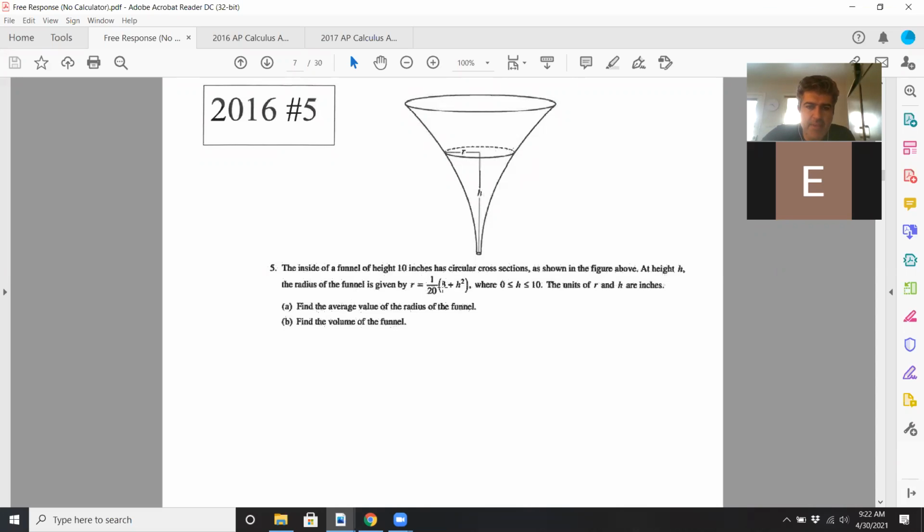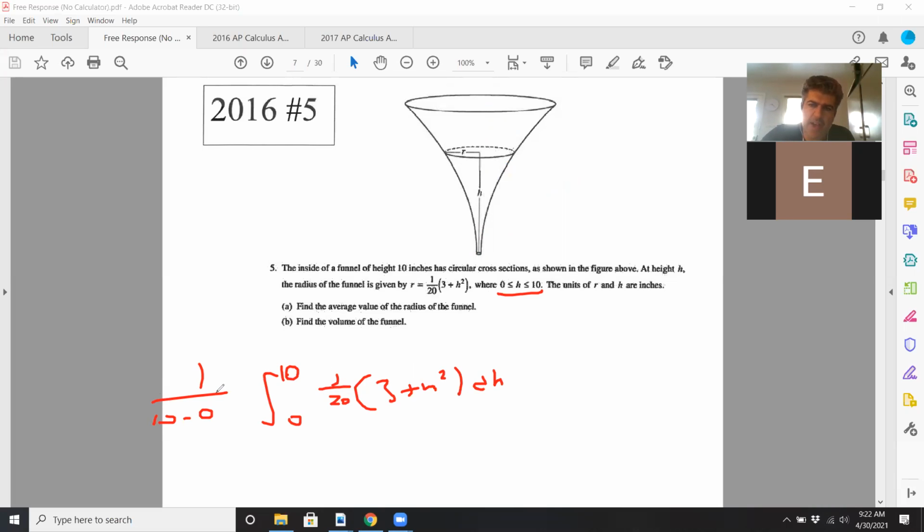They do say that the inside of the funnel has a total height of 10. You know that. So if we went from here to here, that whole thing is 10. So asked to find, first of all, they want the average value of the radius. Remember, average value is just an integral, right? And you're going from 0 to 10, so you're doing 1 over 10 minus 0 of the formula for radius. You're going from 0 to 10. And you just integrate that.